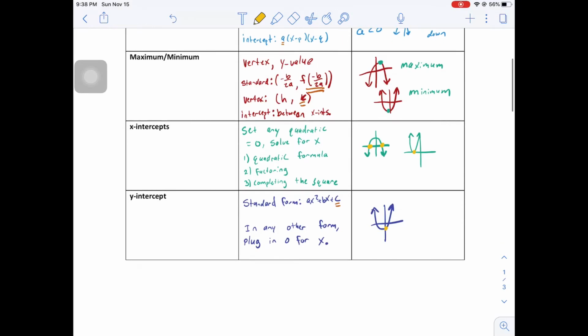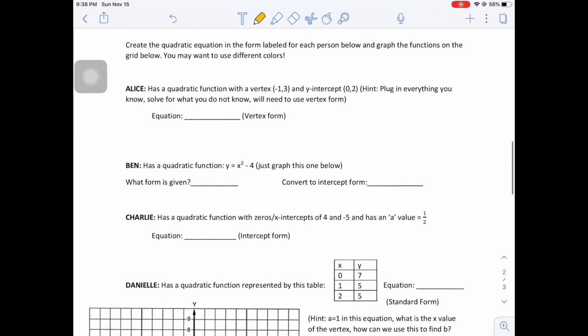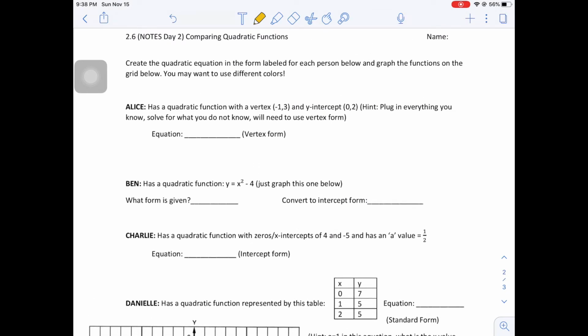Alright, so this is all just important information. Kind of went through it pretty quick, so if you need to grab some of that, just look at the key. It's all the same on there. So let's actually do the bulk of the notes here. It says create the quadratic equation in the form labeled for each person below, and then graph the functions on the grid below. You may want to use different colors.